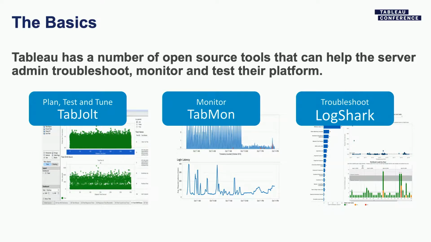All right, so what are our heavy hitters? These are the big ones. Tabjolt. Plan out your environment, plan out your upgrades, plan out your growth. Tune your server. Tabjolt gives you a way to inject load at your server and see how it behaves. When does it break? If I add another node to my server, will I get the expected linear bump in performance? What if I have 4 VizQL processes instead of 2 VizQL processes? Tabjolt lets me ask those questions and do A/B testing to see how the server is going to act.